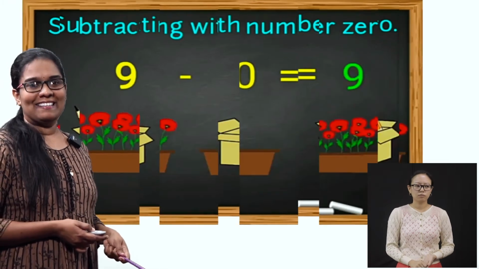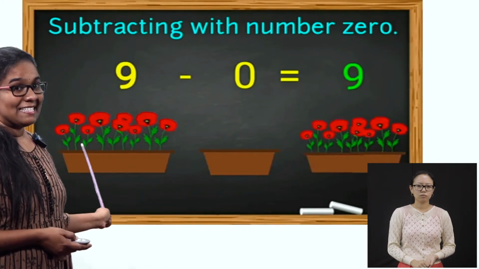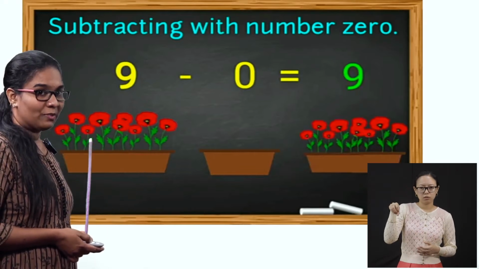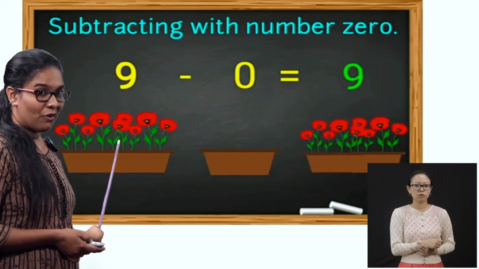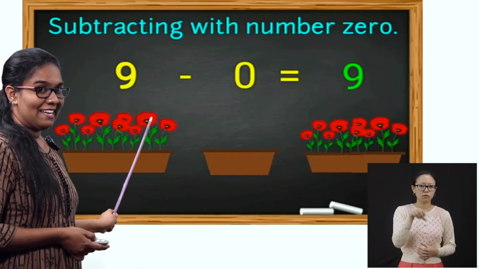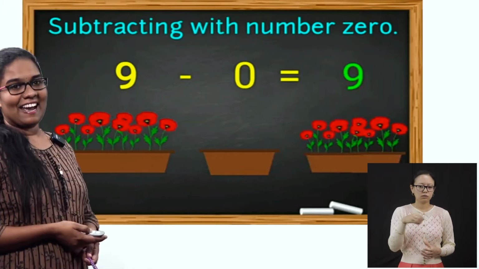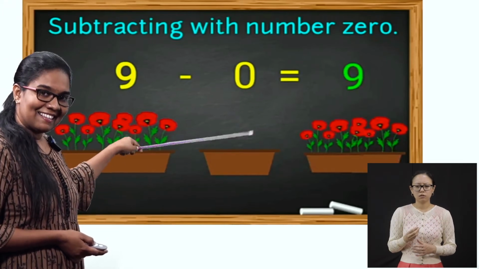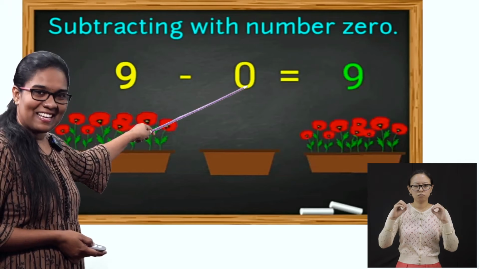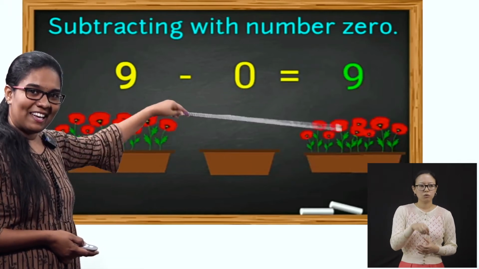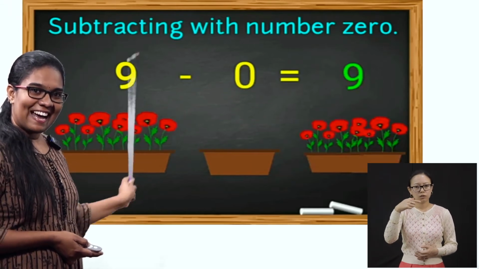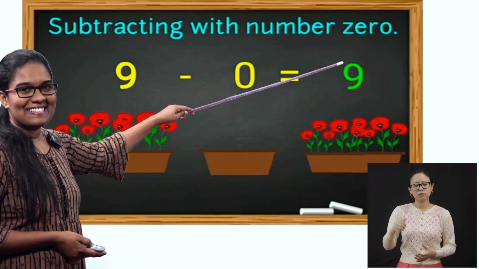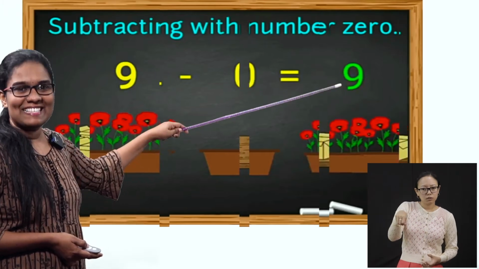Okay? Then here we can see 9 flowers, right? 1, 2, 3, 4, 5, 6, 7, 8, 9. 9 flowers. Then here is nothing. That means 0. Then we get how many flowers? 9 minus 0 is 9.